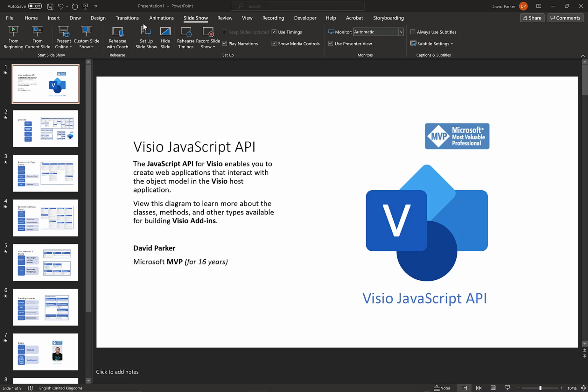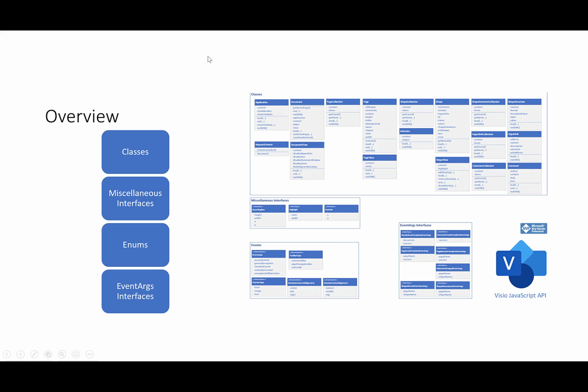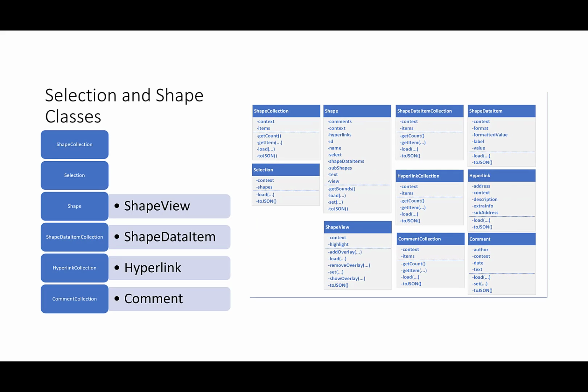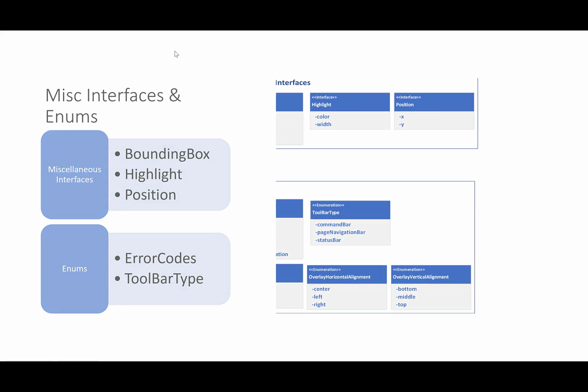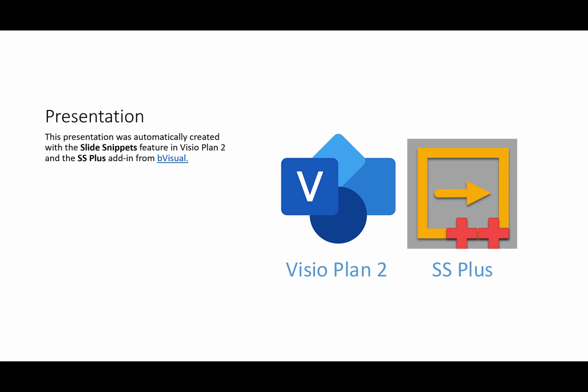So now when I go in to view the slideshow, we are ready to go. We have a presentation using the power of the Visio slide snippets feature with the enhancements from SS Plus to view the slideshow in all of its glory, complete with transitions, moving smoothly from one page to another. And there you go. All directly from Visio without any other intervention.